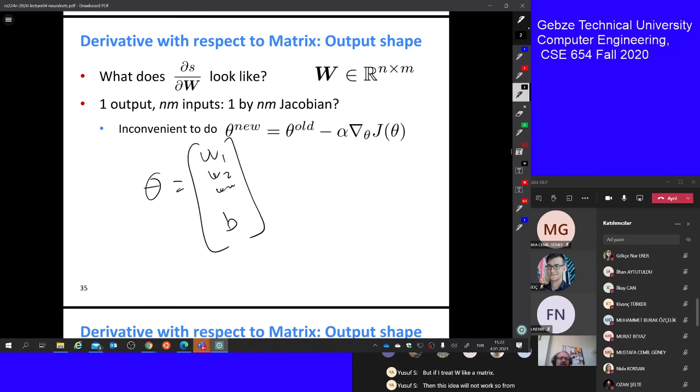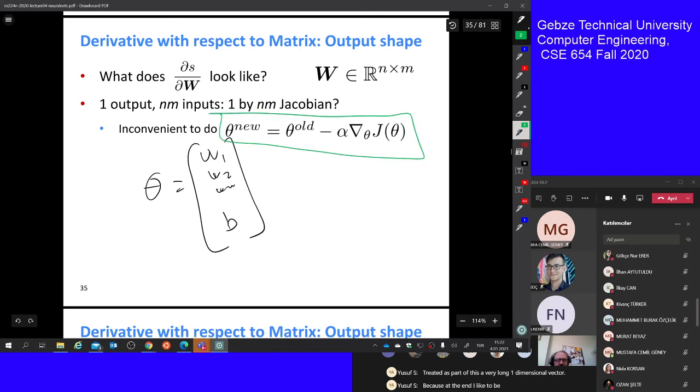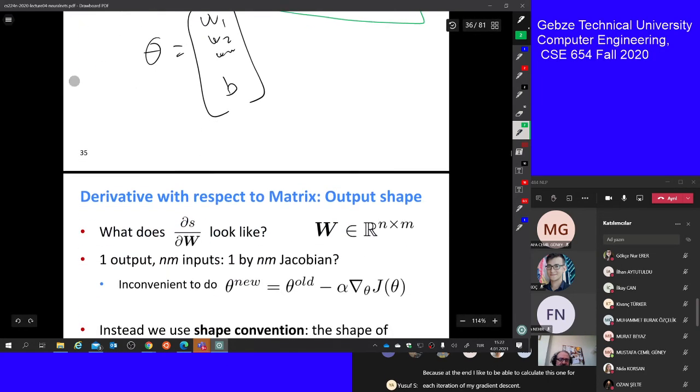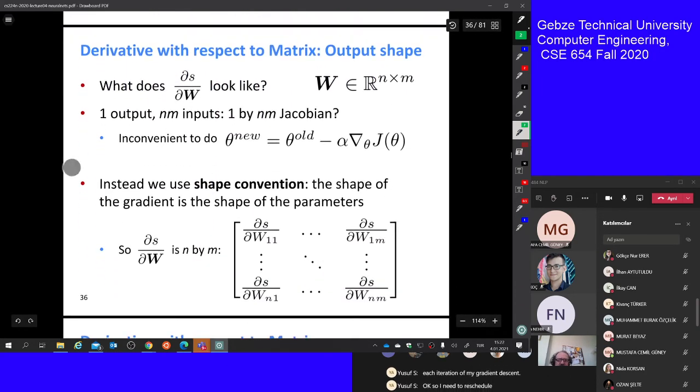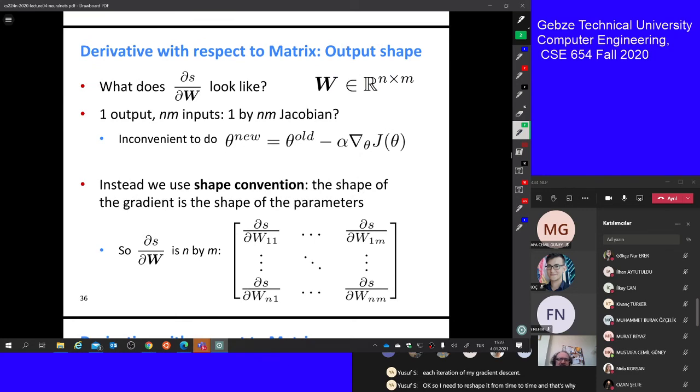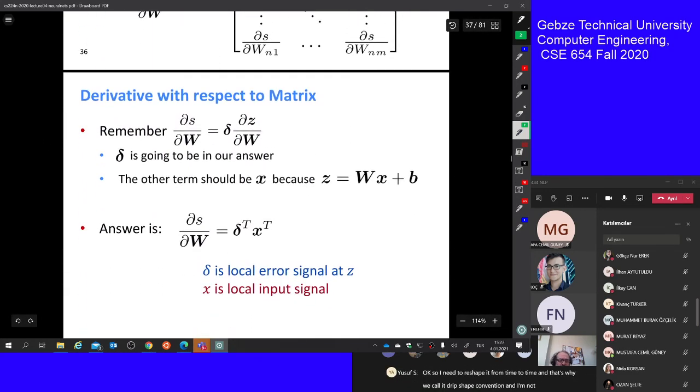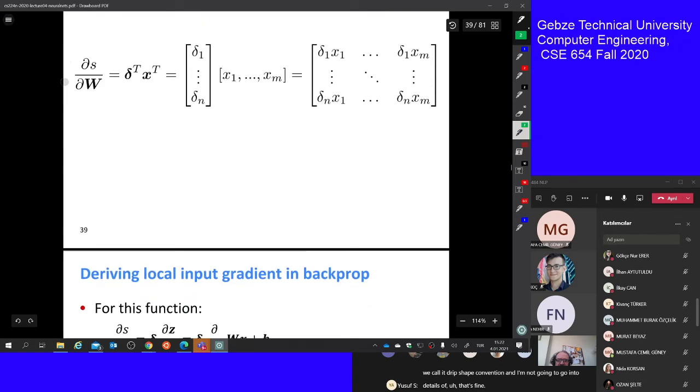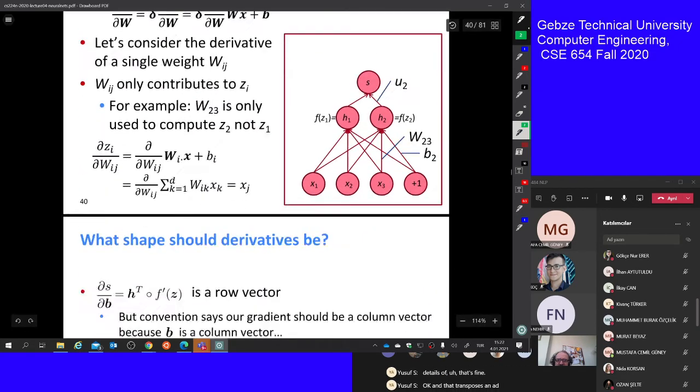So from time to time, I will treat my W as a matrix, and other times I will treat it as part of this very long one-dimensional vector. Because at the end, I like to be able to calculate this for each iteration of my gradient descent. So I need to reshape it from time to time. That's why we call it the reshape convention, and I'm not going to go into details of that one. The transposes are used for that kind of stuff.